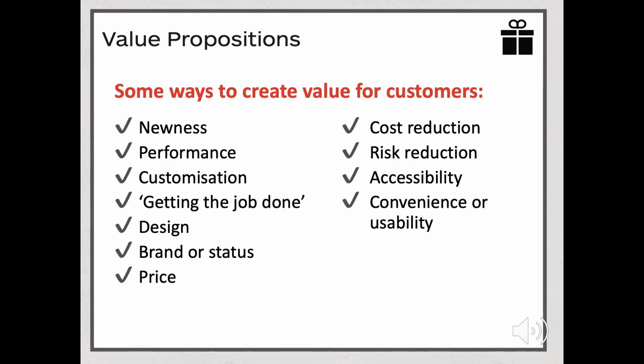Convenience or usability. Making things easier to use or more convenient can create substantial value. For example, iTunes and Spotify eliminated the need to purchase music on physical media such as CD, and ready meals eliminate the need to prepare and cook food.